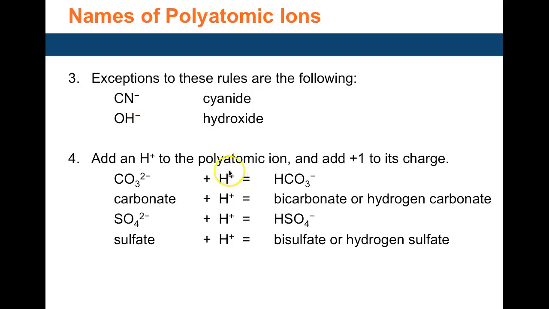Carbonate, see if you add this H plus to the polyatomic ion, its charge is coming down by 1. So it becomes HCO3 minus, which is bicarbonate or hydrogen carbonate. Again, the same thing here, you add an H plus to this and it becomes bisulfate or hydrogen sulfate.